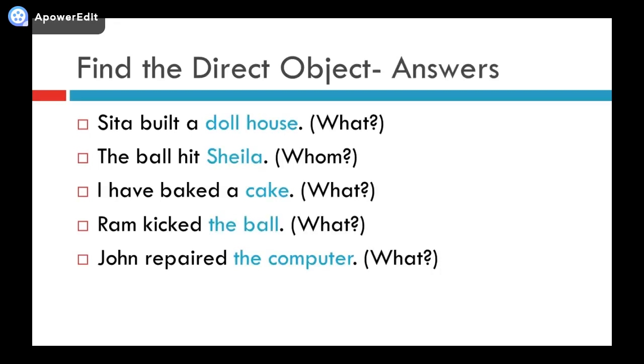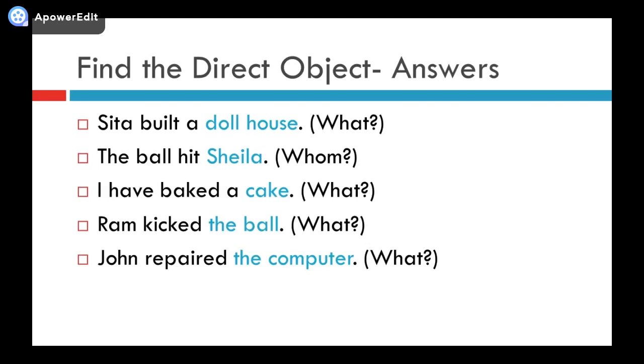Sita built a doll house. Sita is your subject, built is your verb, and built what? She built a doll house. So that becomes your direct object. The ball hit Sheila. Now what are we talking about? We are talking about the ball. The ball becomes your subject. Hit is your verb. Hit whom? It hit Sheila. So you have understood who your direct object is.